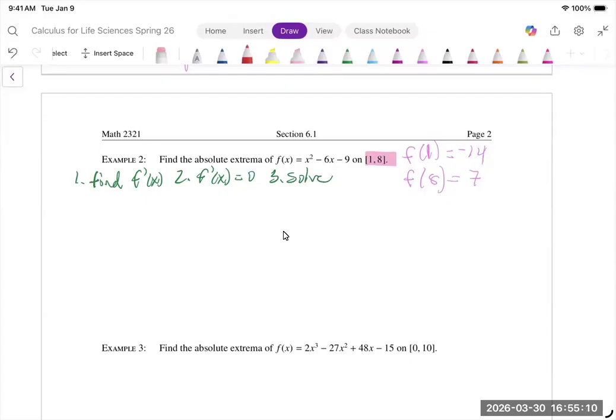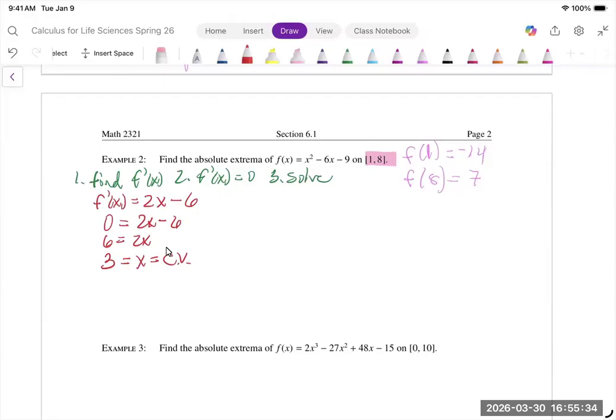All right, so back at it. So f prime of x is what? I want you to be saying it out loud to your computer. Then we set it equal to 0. And then we solve. So add 6, divide by 2. So we have a critical value at 3. So this is a critical value.